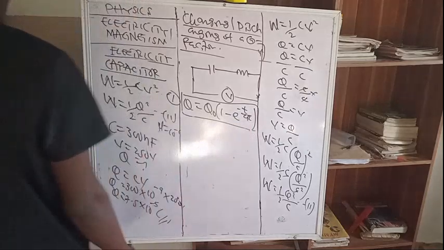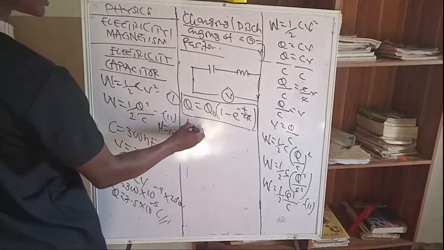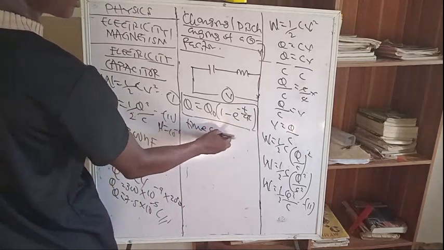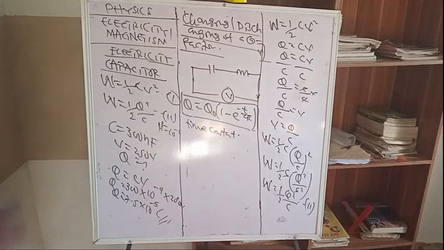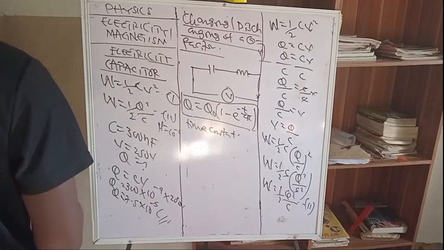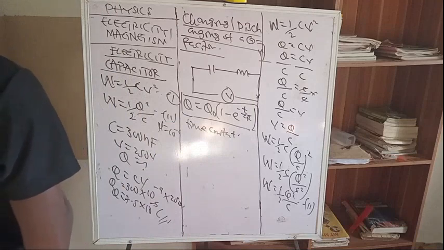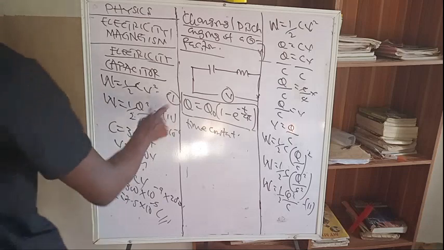CR here is what we call the time constant. What is the time constant? The time constant is the product of capacitance and resistance. The product of the capacitance and resistance is called the time constant. That's the charge in charging of a capacitor.